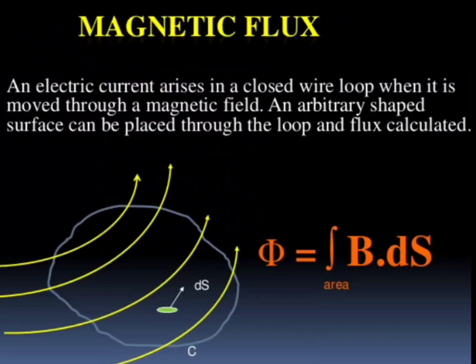According to Gauss law, an electric current is created in a closed wire loop when it is moved through a magnetic field. An arbitrarily shaped surface can be placed through the loop and the flux is calculated by the expression phi is equal to integral B bar dot ds.